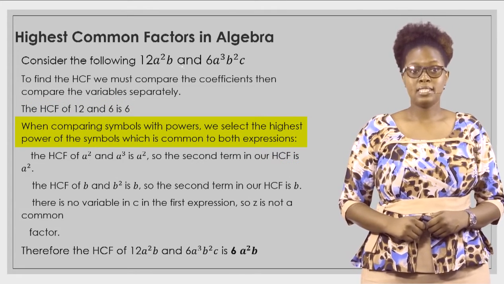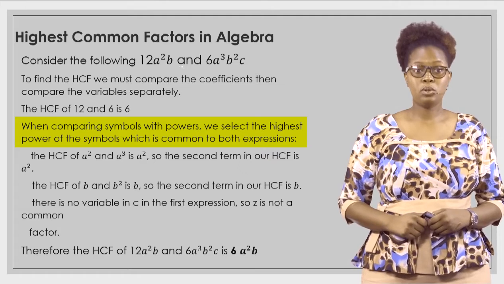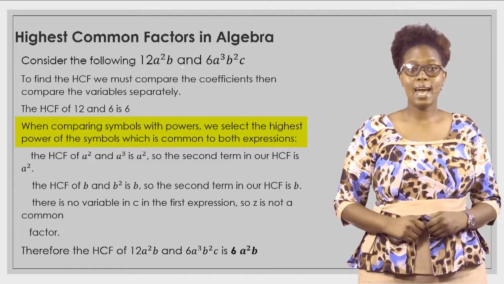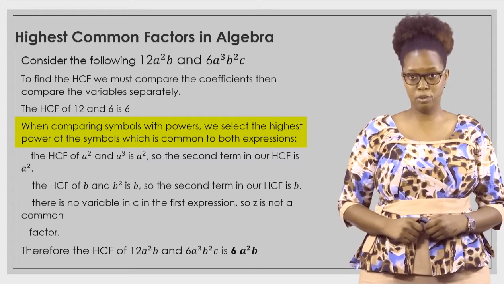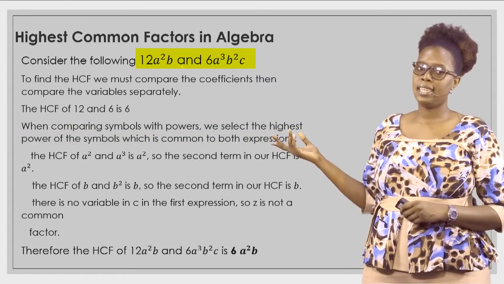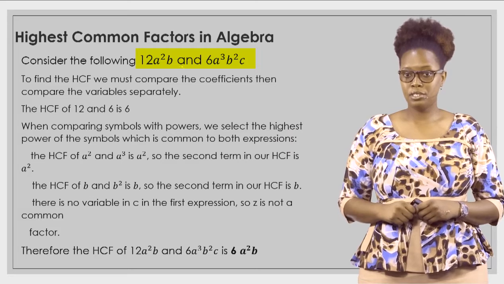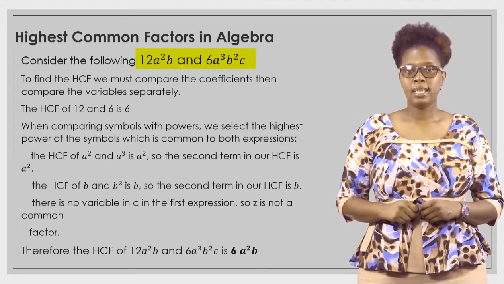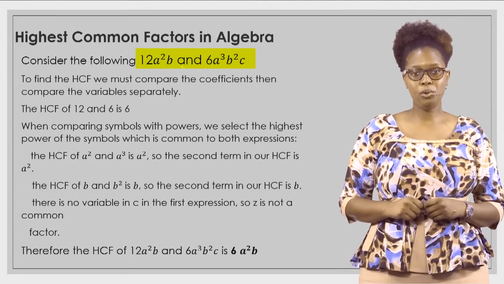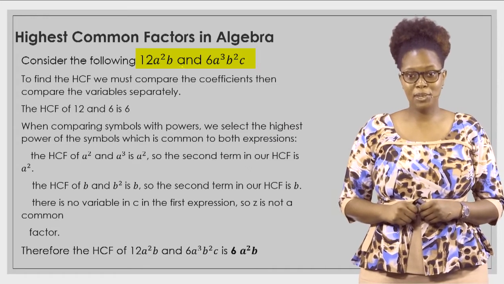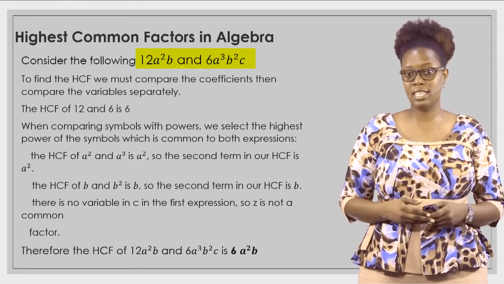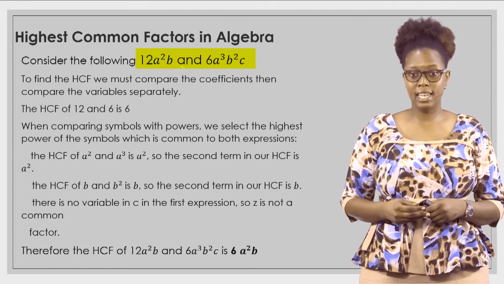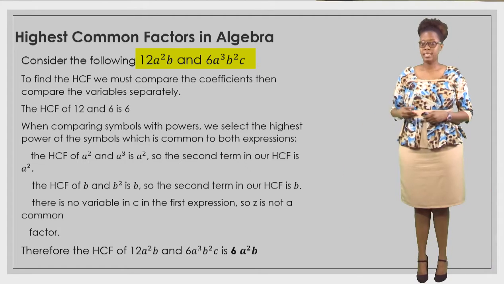The next step states, when comparing symbols with powers, we select the highest power of the symbols, which is common to both expressions. So let's look at the a's. In the first term, we have a squared, and in the second term, we have a cubed. We can't select a cubed because a cubed can't be found in the first expression, which is a squared. So we have to select a squared.